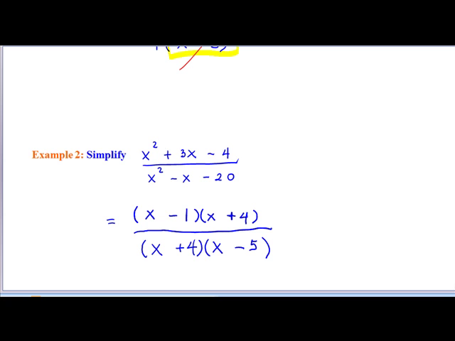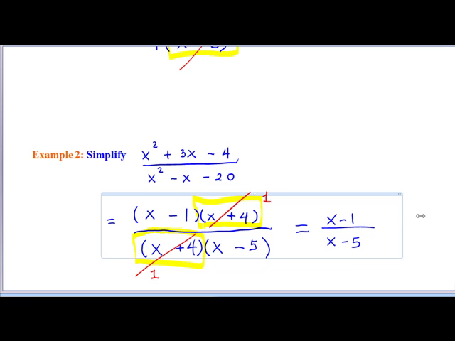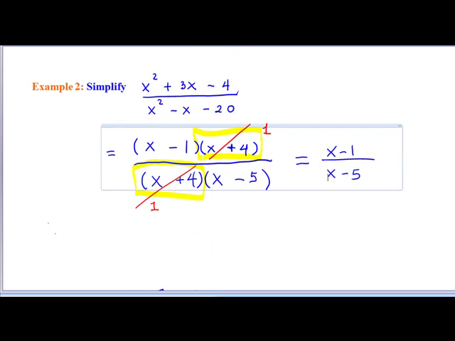Step 2 is to divide out the common factor. We see that x plus 4 and x plus 4 here is the common factor. So we can cancel this out and leave 1 here. And then we're done with step 2. Step 3 is we multiply across like that. So this binomial times 1 is itself, and 1 times this binomial, like that. So we get x minus 1 over x minus 5.